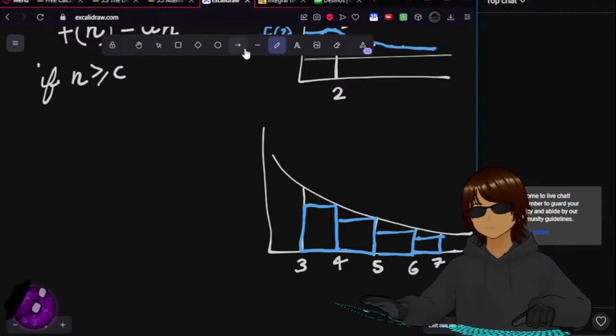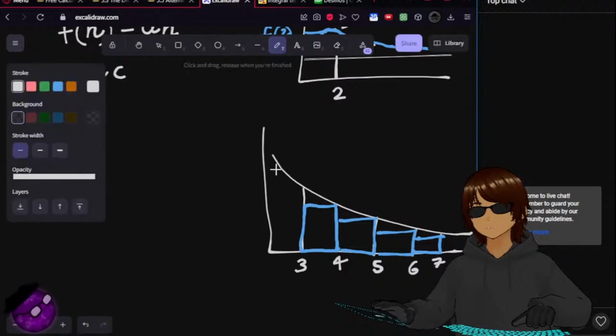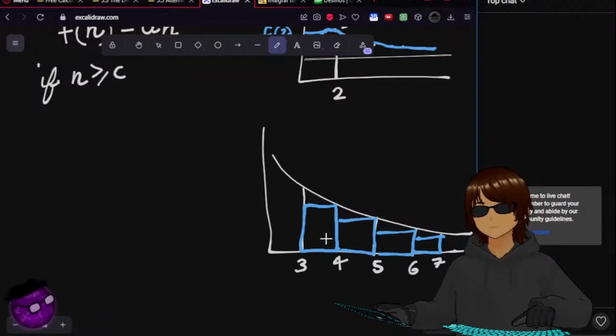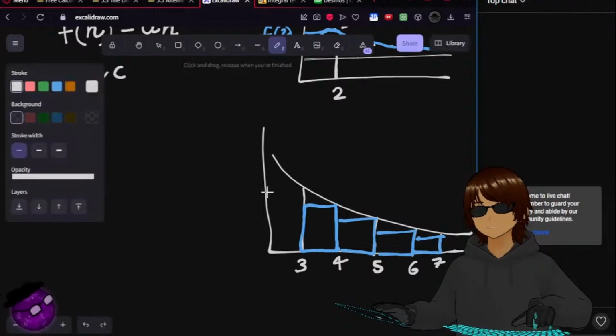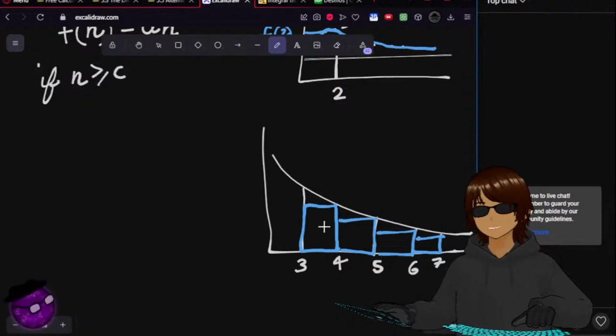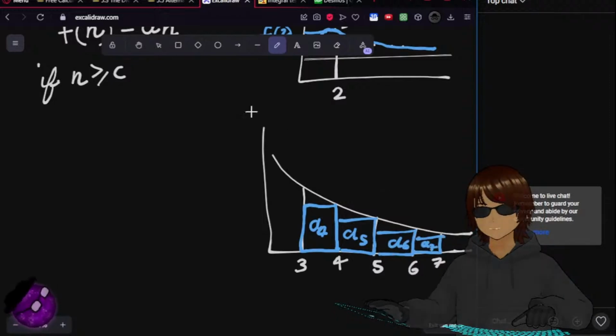And what we are trying to figure out is, actually let's do from A4 onwards. So this area over here is A4, so A4 times 1, basically A4. This area over here is A5. This area over here is A6. This area over here is A7, and so on and so on.